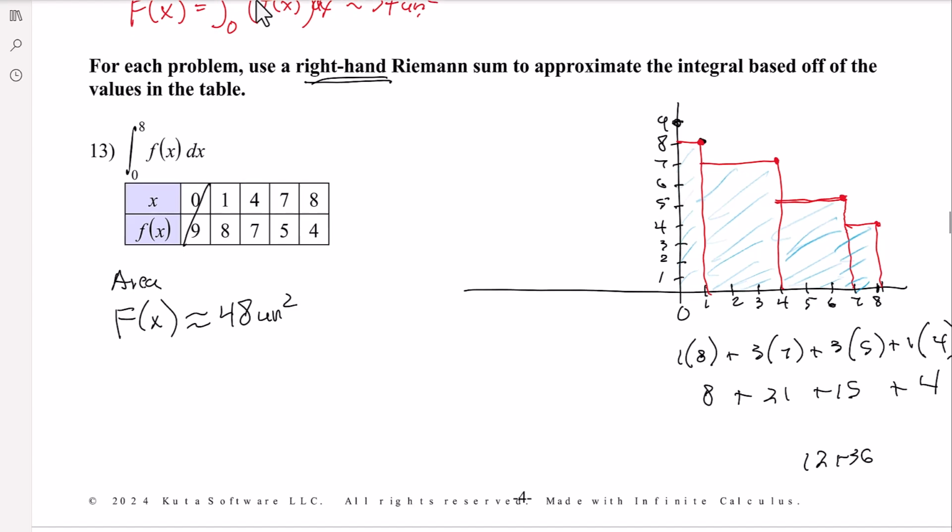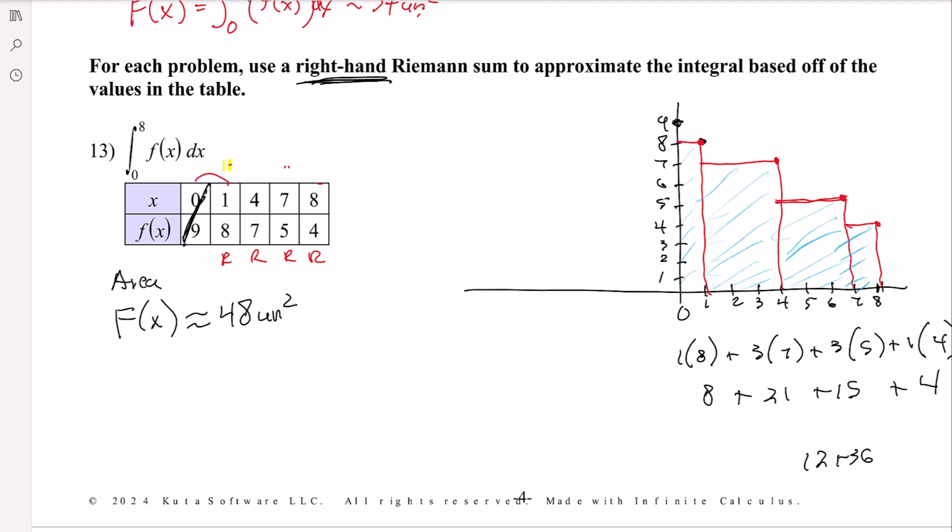Okay, this one is the right hand. So now we're not going to care about this. So this is the right, the right, the right, right. Well, except for those are the x values. This is the right height, the right height, the right height, the right height.